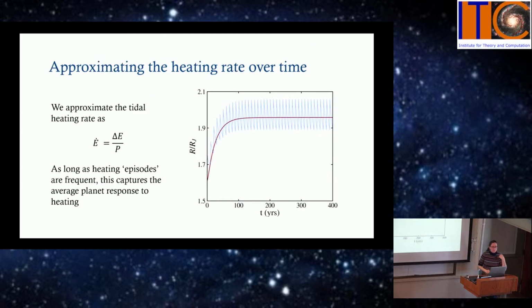So what we do is we approximate the tidal heating rate with this equation here, where the heating rate is just the amount of energy you would expect to be transferred at pericenter divided by the orbital period. And as long as the heating episodes are frequent enough, then that captures the overall response of the planet. So here in blue is what happens if you have regular episodes of stronger heating, like we saw in the previous plot, and then in red is showing the behavior from the average heating rate.